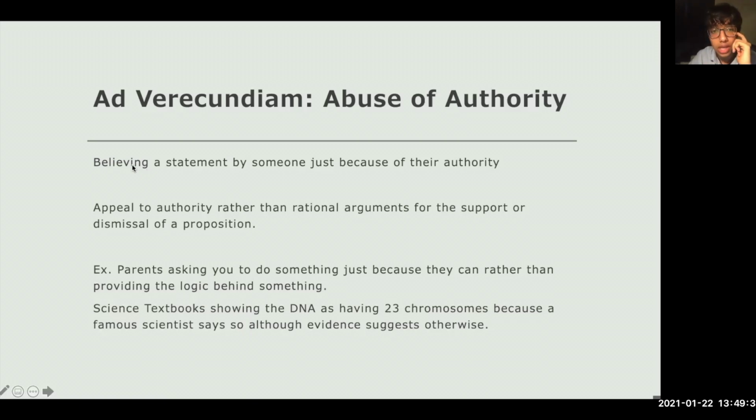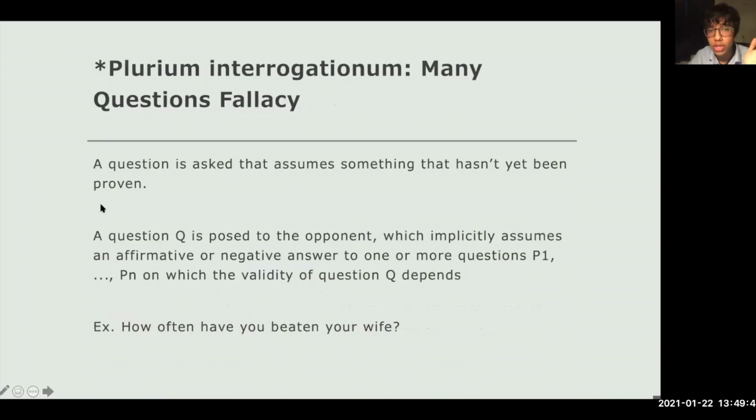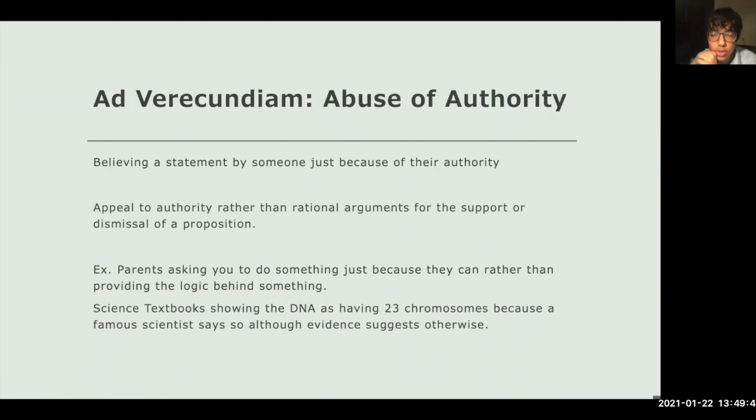Okay. Abuse of authority. All right. So believing a statement by someone just because of their position of authority, appealing to authority rather than rational arguments for the support or dismissal of the proposition. So in this situation, you're abusing your authority or someone else's authority to support your conclusion rather than actually finding evidence to support your argument.